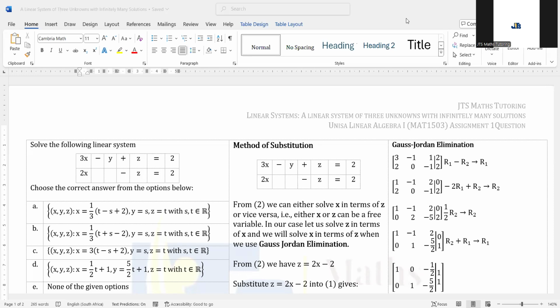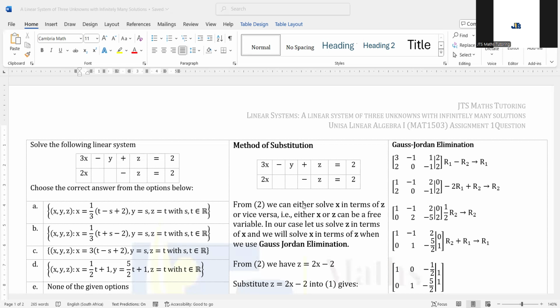Solve the following linear system: 3x minus y plus z is equal to 2 and 2x minus z is equal to 2. They want us to choose the correct answer from these given options right here. There are plenty of methods that you can use to solve this question. I've just decided to use these two. Let's look at the method of substitution, which is what I've used here.